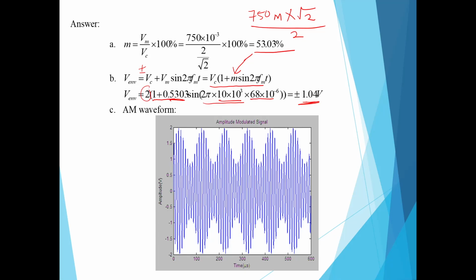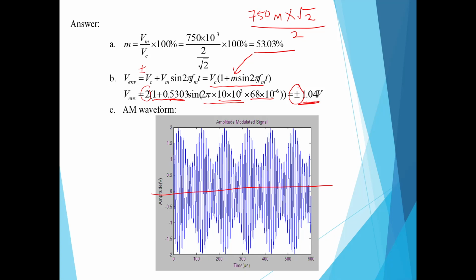But remember, you need to do plus and minus. Why? Because we have the upper side envelope and we have the lower side envelope. So that's why we need to put plus and minus. Okay, because this is a double sideband full carrier. It has a positive side and it has the negative side.